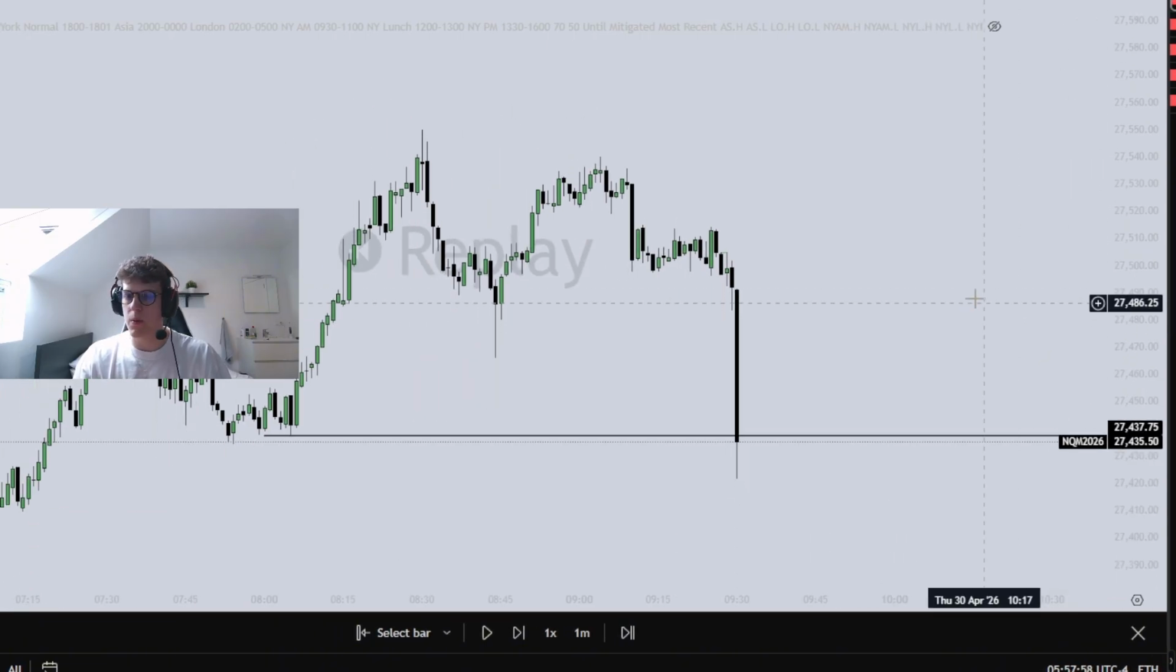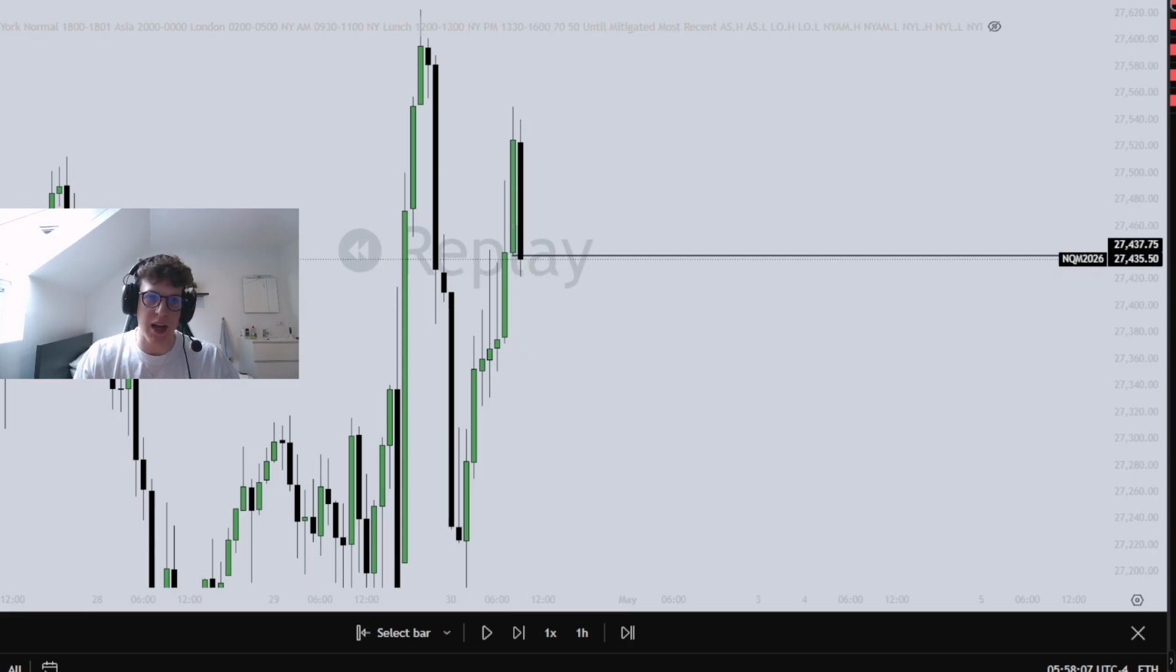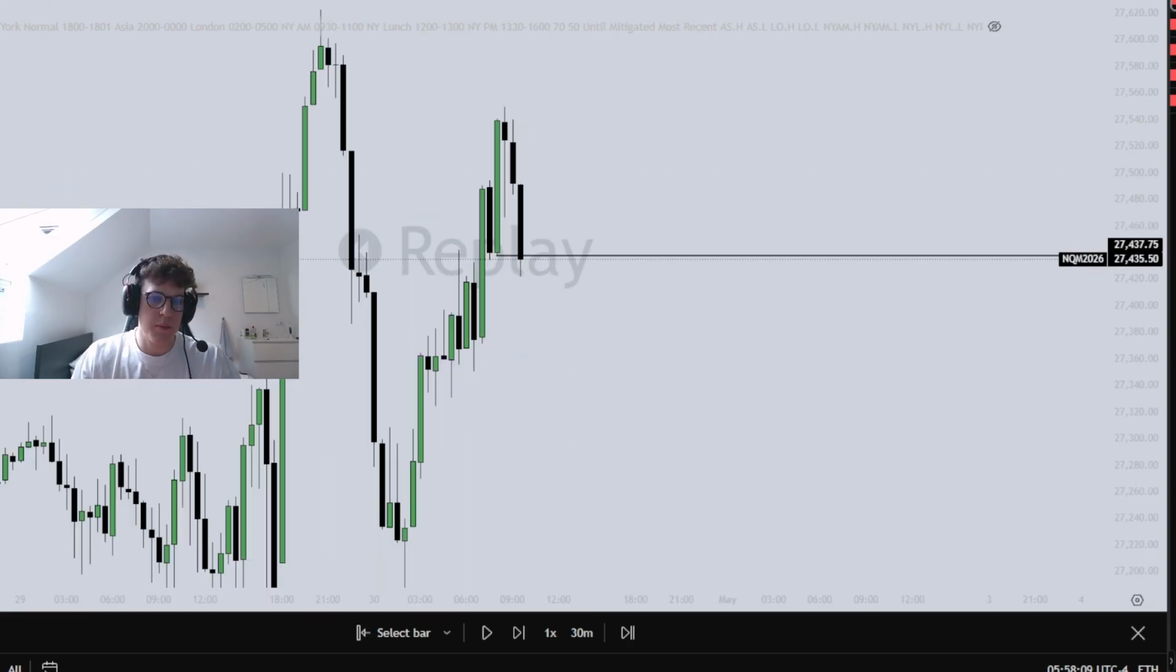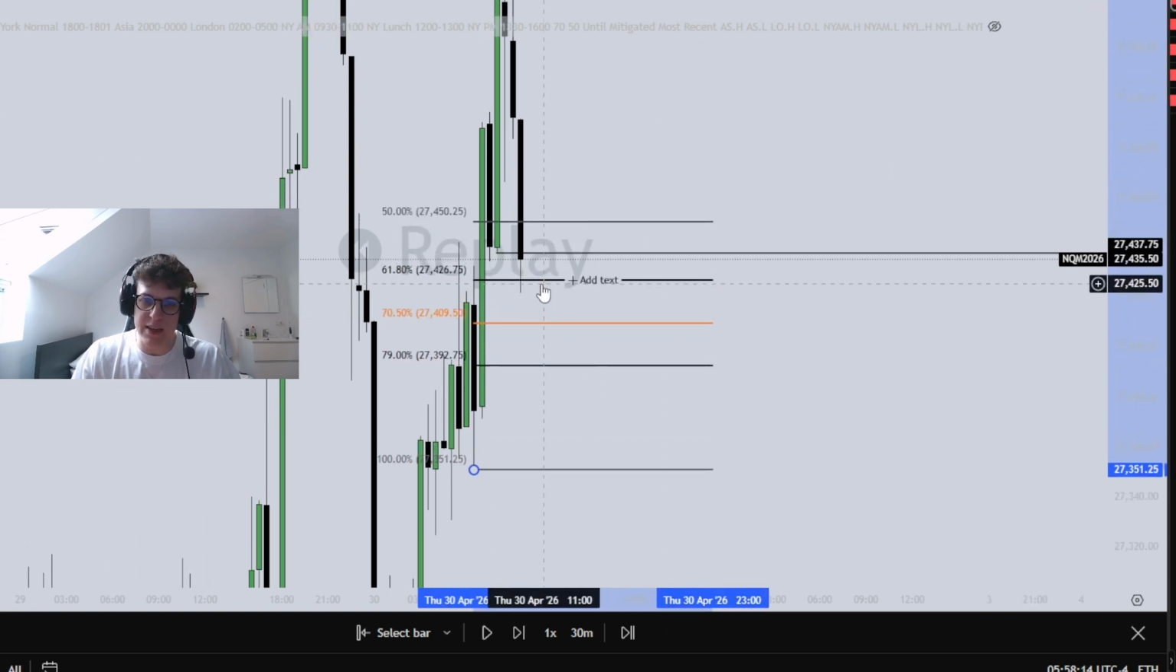We rebalanced the 1 hour range and we can just look for long positions from there. So I was looking. Look, we tapped the 1 hour gap. Look at the ranges. Boom, into the 30 minute gap. We had a 30 minute range right here that we rebalanced perfectly into the OTE.